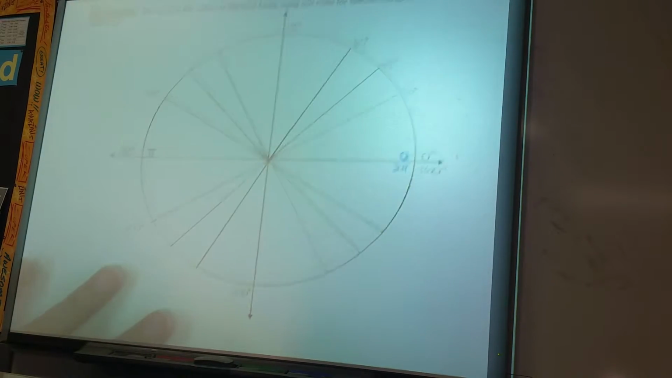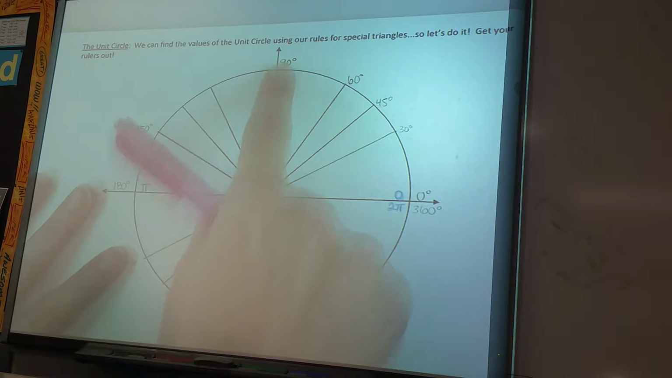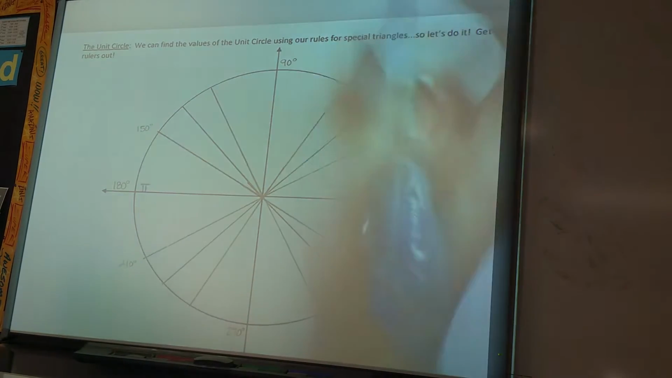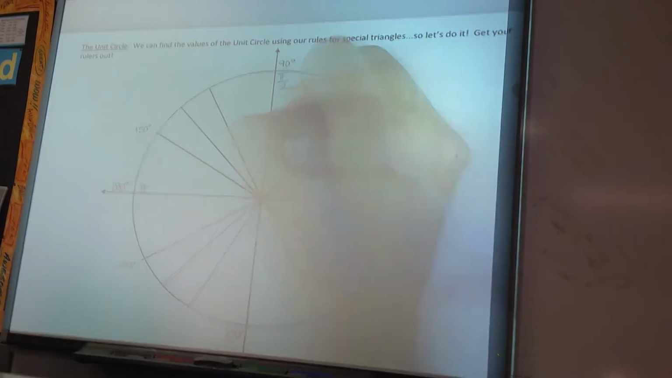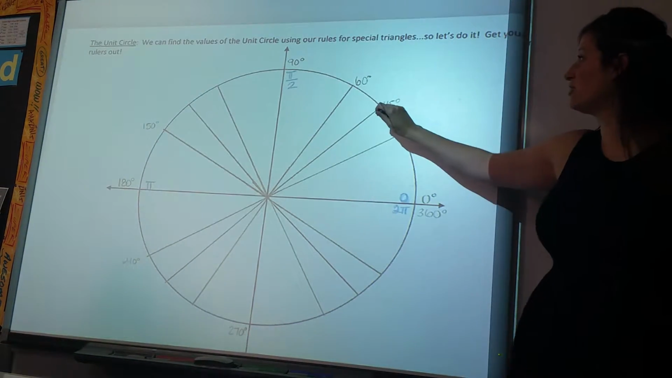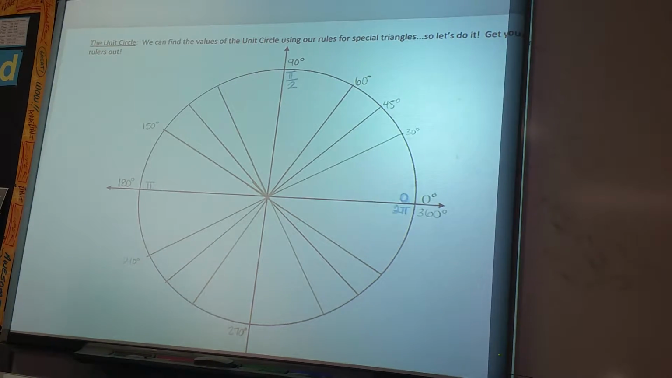So if we know that this is going to be 0 and this is going to be pi, would we agree that 90 degrees is halfway in between those? Okay, so half of pi is just going to be what? Pi over 2. Now, what is halfway between 90 and 0? 45. So what is half of pi over 2? Pi over 4. Okay, so look at this. This is half. Would we agree that 45 degrees is 1/4 of the whole top of the circle there? Okay, so then this is going to be pi over 4.